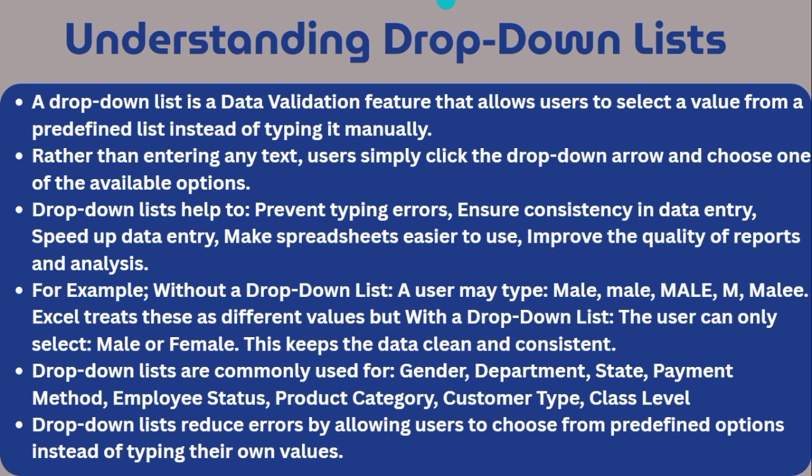So a drop down list helps us to prevent typing errors, to ensure consistency in data entry, to speed up data entry, to make spreadsheets easier to use, and to improve the quality of reports and analysis. For example, without a drop down list, a user may type male in any of these different ways as they are entering. But with the drop down list, we can streamline it to just one type of entry.